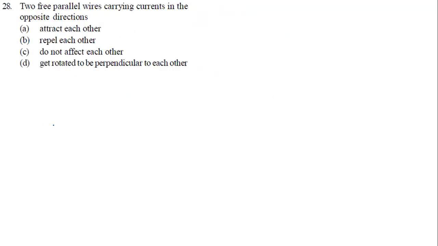Look at question number 28 now. Two free parallel wires carrying a current in the opposite direction. So this is the first conductor, there is the second conductor. Okay, they are parallel to each other. Okay, the diagram is not so clear, they are not parallel. Okay, let me draw parallel conductors now.